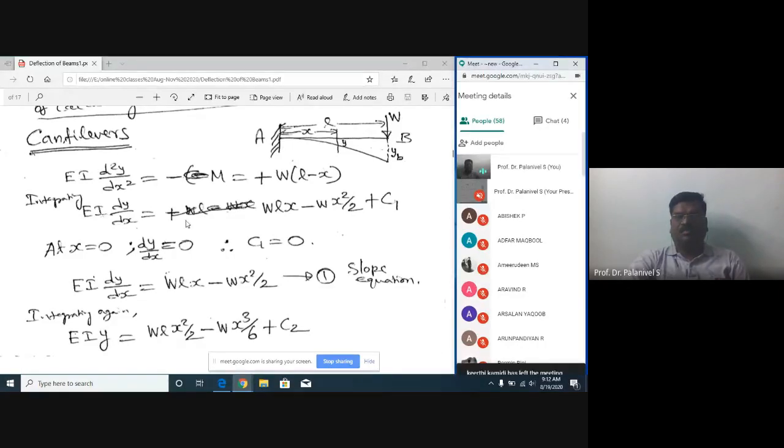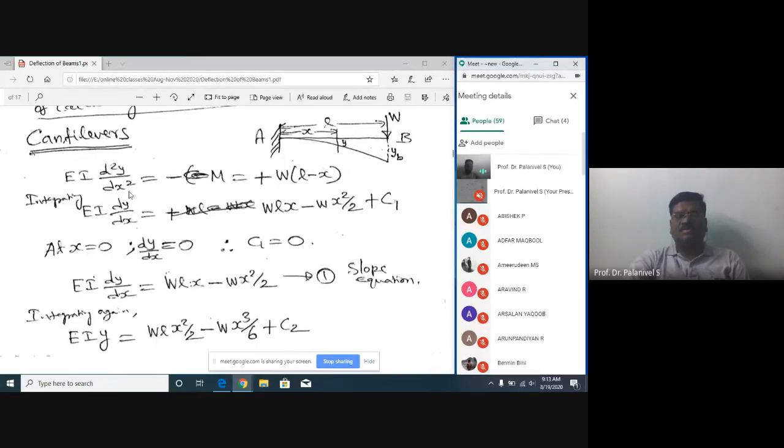Okay, this is the equation for slope. Either I say at A or at x is equal to 0, it means at A, that's the meaning. At x is equal to 0, the slope is 0. dy by dx is equal to 0.